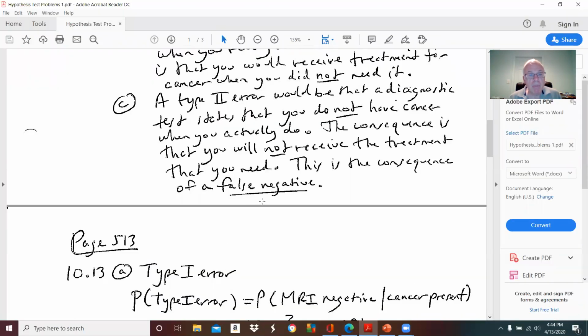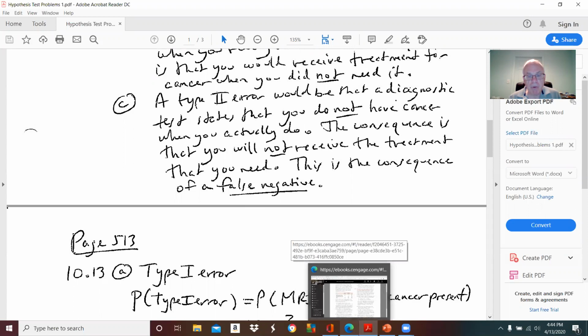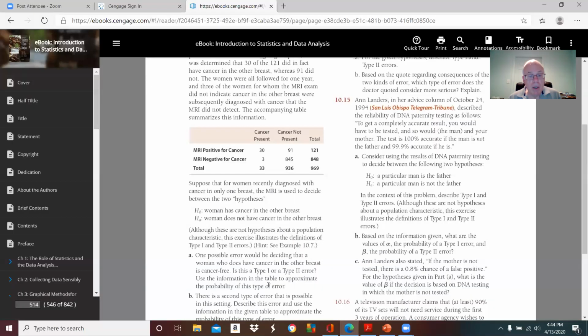Now, how do we find the probability of a type 1 error using the chart that we just came up with here? That's what they're going to be asking for. How do we approximate the probability of this error? Remember, on the top here is reality. Person either has cancer or does not have cancer in the other breast. Here is the MRI testing. Either it shows positive for cancer or shows negative for cancer.